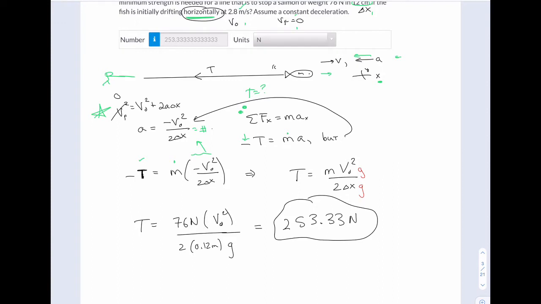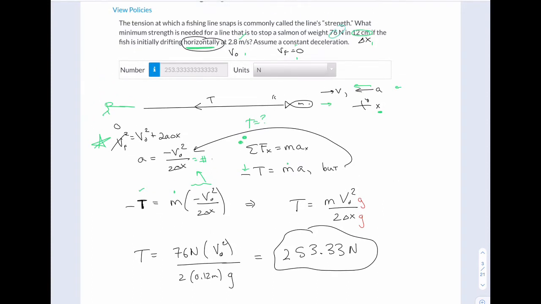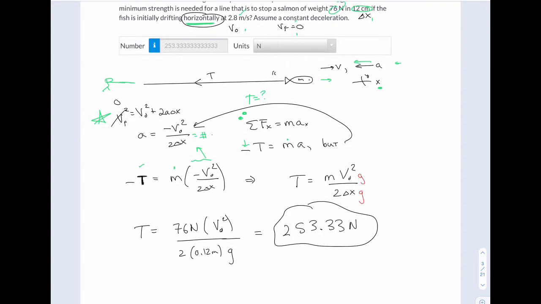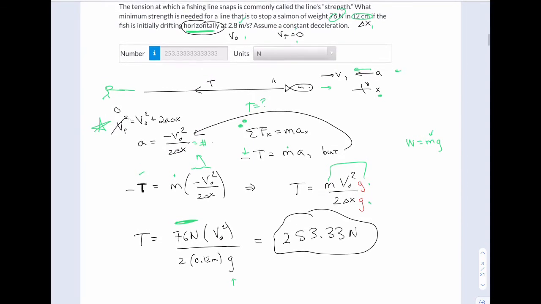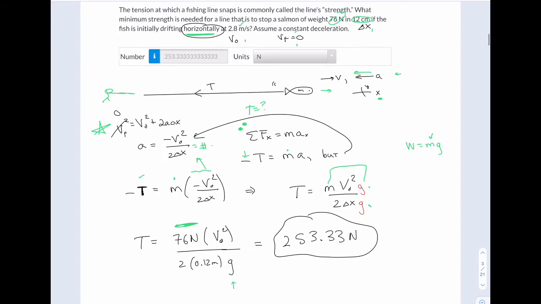And then I don't have the mass of the fish. They give you the weight. Again, you can obviously, if you want, find the mass of the fish, just solve that for m. I just multiply top and bottom here by g. So here, mg, that's the weight of the fish. And then doing that, you still have to put in little g there. And that gives you the minimum tension to stop that weight of a fish that was moving initially at that speed in 12 centimeters.